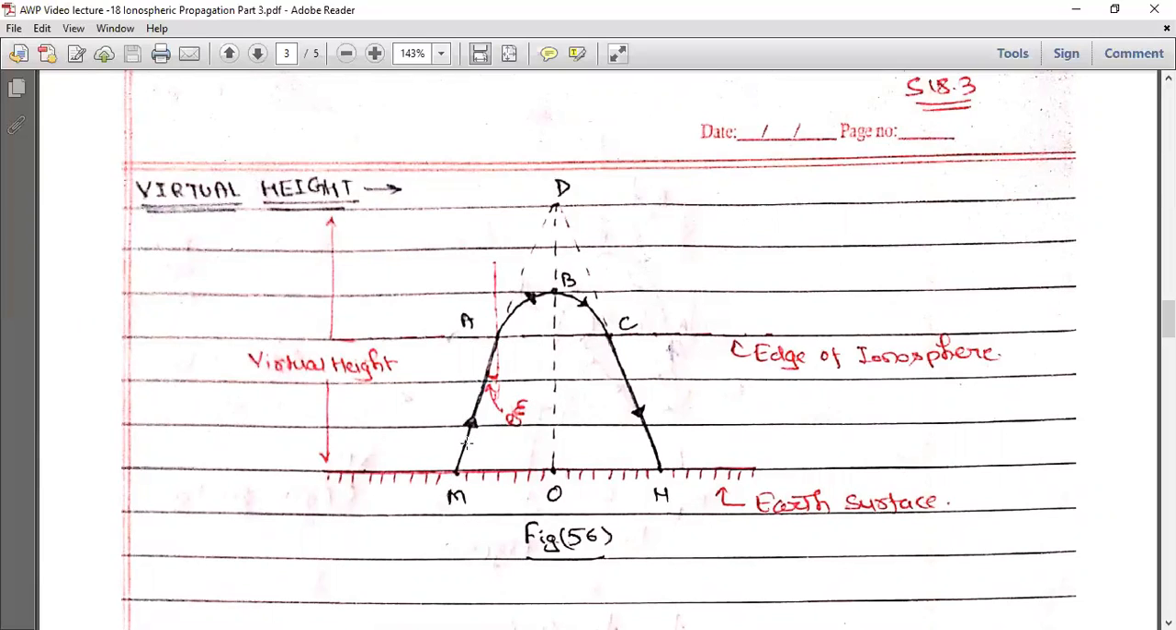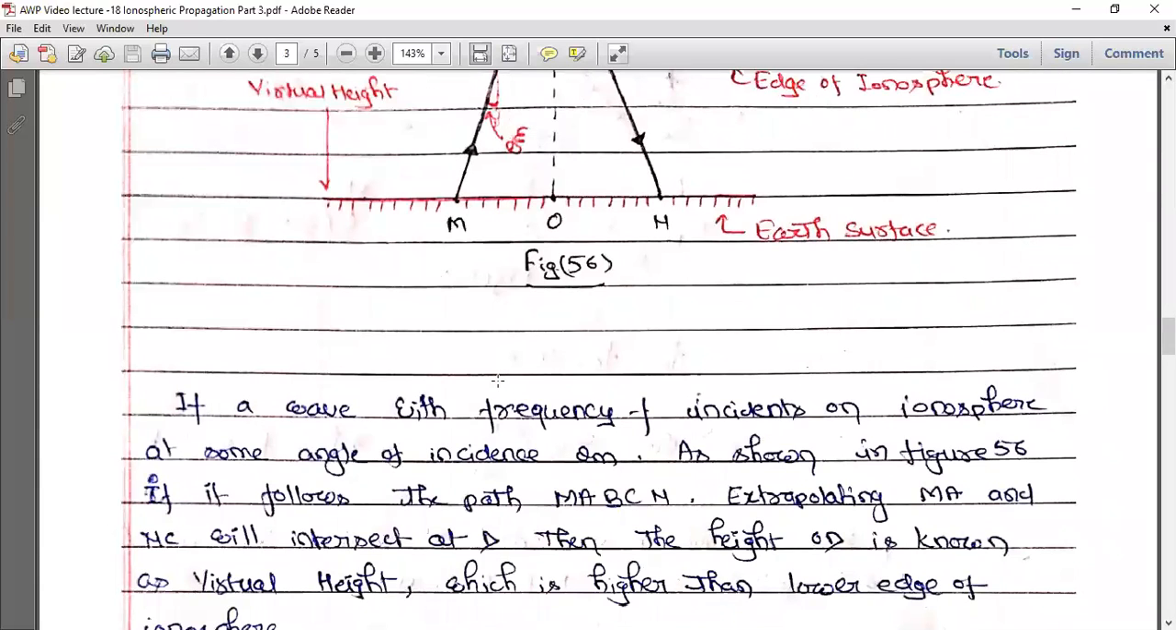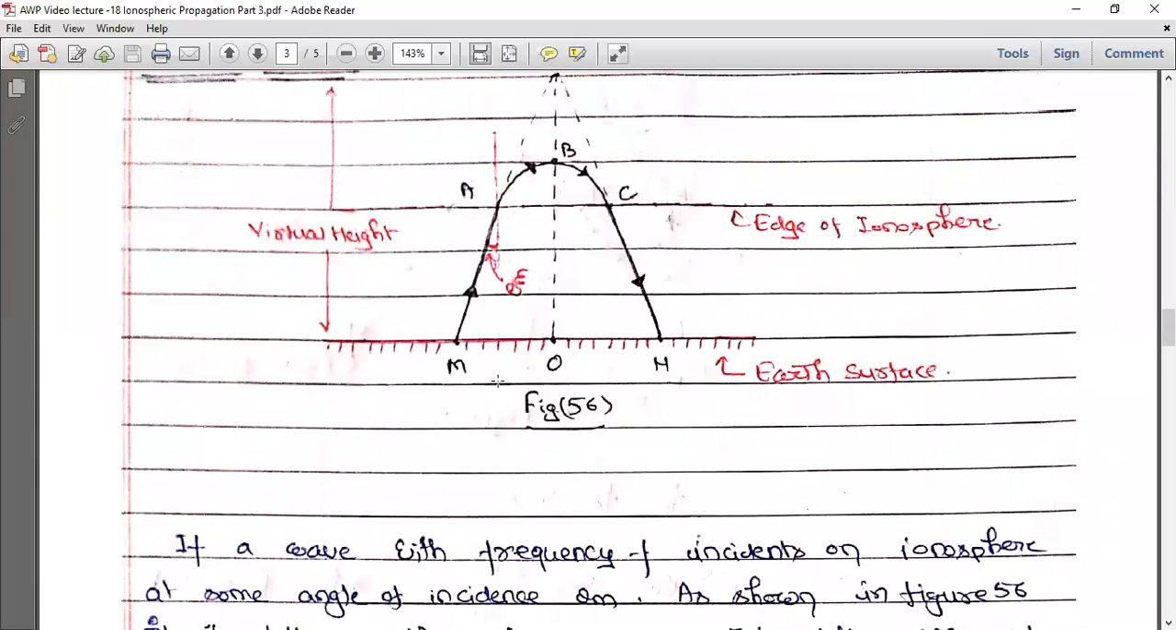Now assume that a wave from point M is incident at point A on this lower edge of the ionosphere at an angle of incidence theta m. We don't know this value of theta m; we consider just a simple value, so the angle of incidence is an arbitrary value. The frequency of the signal will also be some arbitrary value, suppose f or f0. So we assume that with any particular frequency f, the wave is incident from point M to point A on the lower edge of the ionosphere.